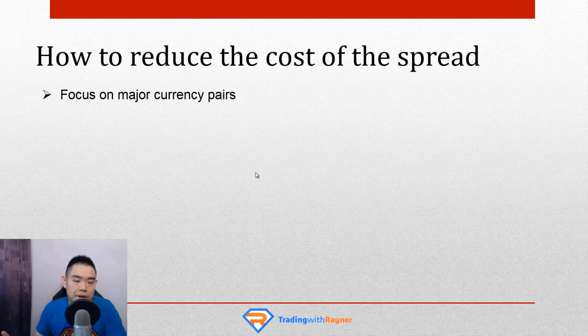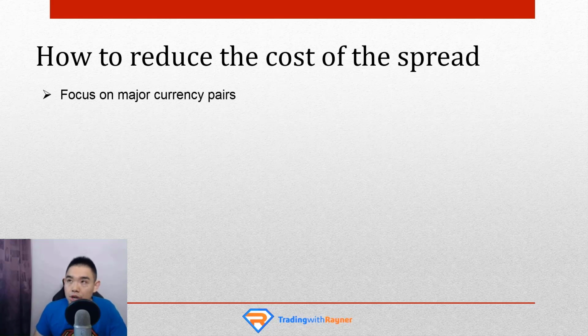Focus on major currency pairs. As mentioned earlier, major currency pairs are the most popular currency pairs that are actively traded in the world. And if you look at their spread, they are usually smaller and tighter than the other currency pairs, like the exotic or even the cross currency pairs.